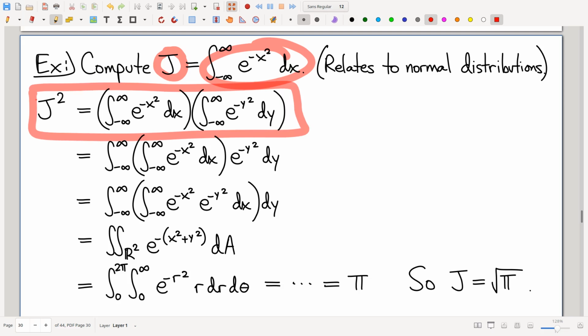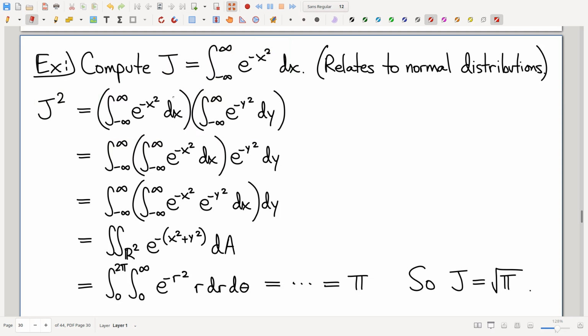Now, let me point out, a lot of people would complain, wait a minute, these don't look the same. This has got X's in it, this has got Y's in it. No fair, they're not equal. Don't forget, X and Y here are just dummy variables. These are truly the same integral. It's just the alphabet that distinguishes these integrals from each other. They are truly the same value. Dummy variables don't matter in the evaluation. So that is, in fact, J squared.